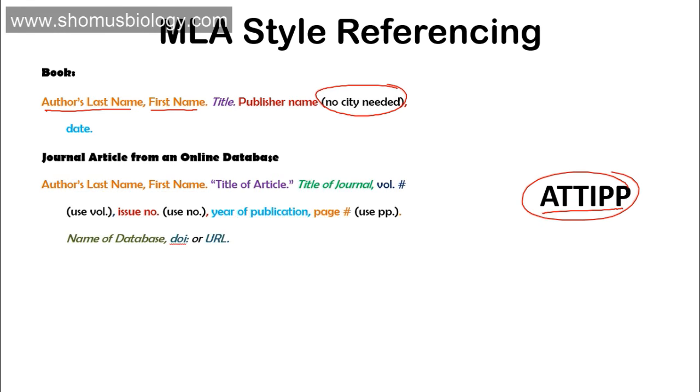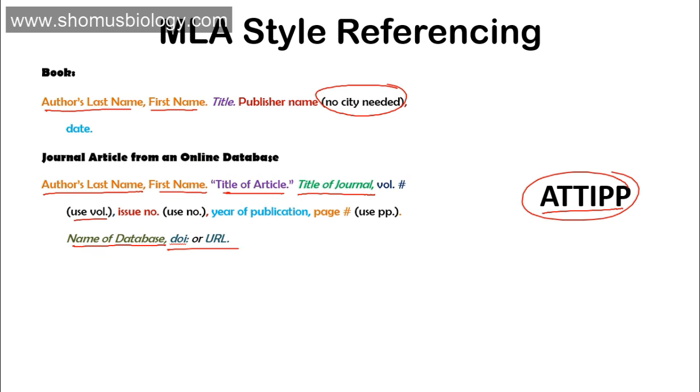For the journal article, let's see: author's last name obviously, comma, then first name, then title of the article, then title of the journal. The title of the article should be mentioned in quotation marks, then stop, then title of the journal, comma, volume number, in the bracket the volume sequence, comma, issue number, comma, year of publication, comma, number of page or page ranges, and then stop. After that, name of the database from where you found it, comma, and then you also need to put the database identification system, or simply put the URL of the database. This is how to properly reference.